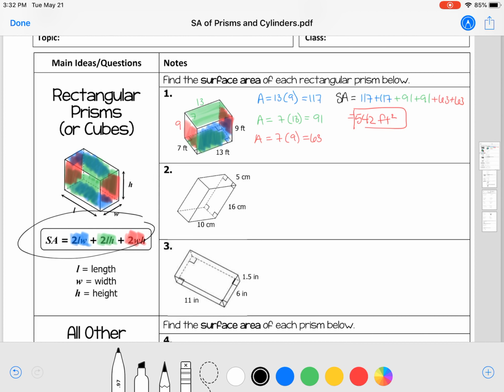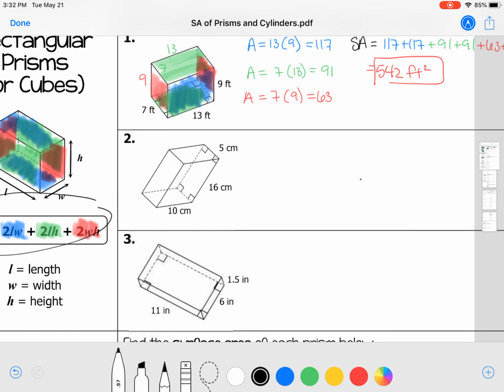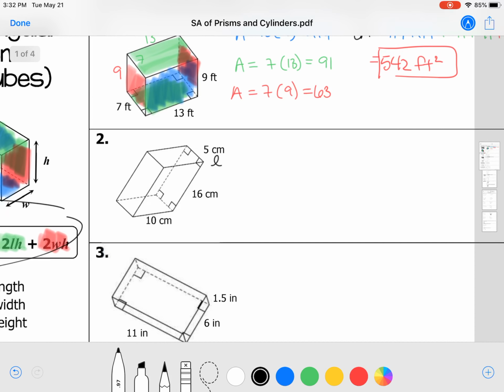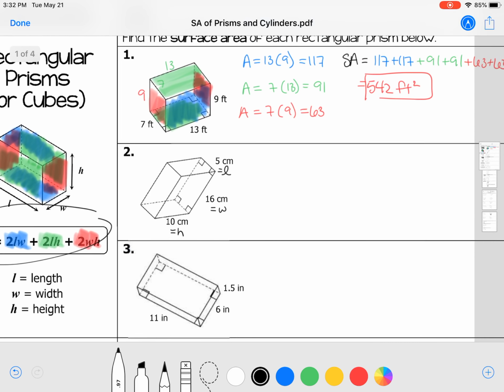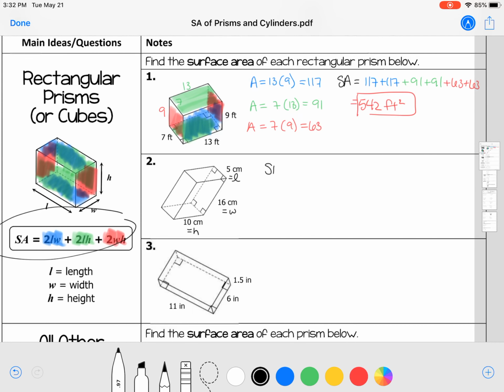If I want to use the surface area formula, the biggest thing I need to do is identify what's my length, what's my width, and what's my height. Really, ladies and gents, it doesn't matter as long as you don't rename the length, width, and height to different things. For example, I could say that 5 is my length, 16 is my width, and 10 is my height, and I'll be set and golden. I just have to plug those into the surface area formula.